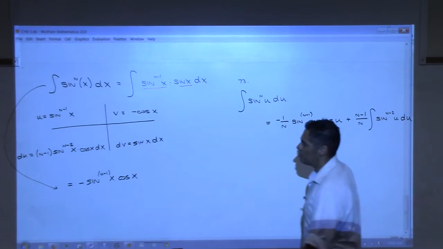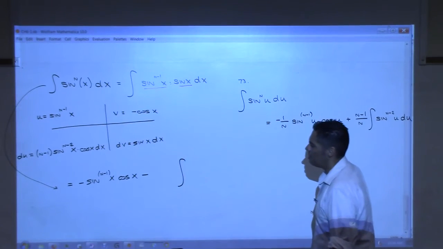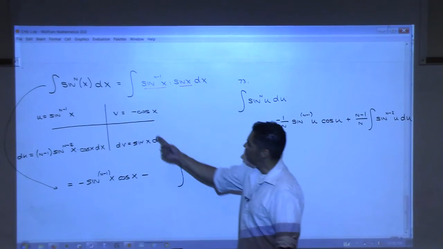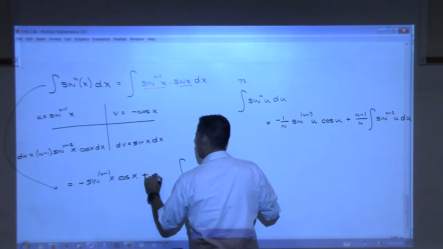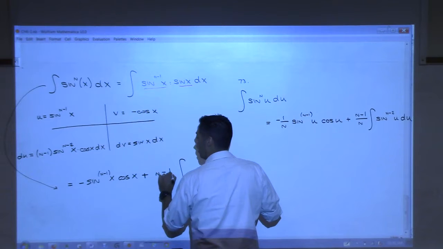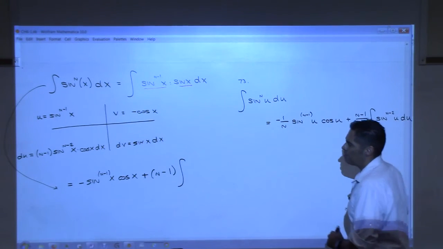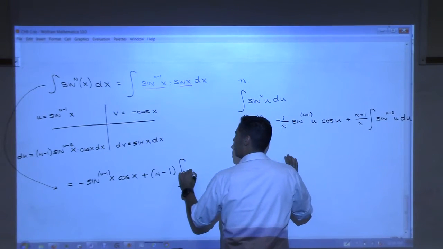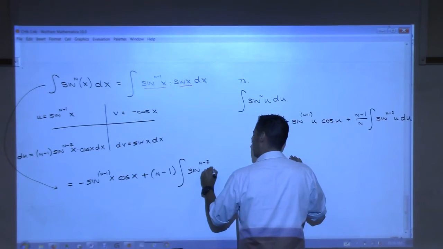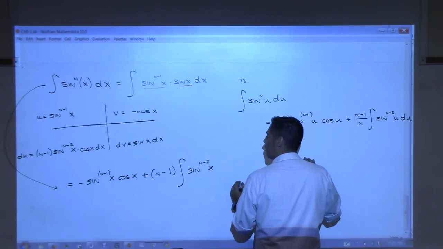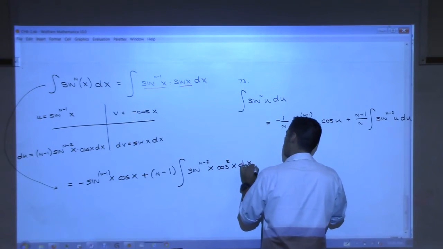And then minus, with a big space this time, what constants can come out? This negative can come out, and the n minus 1 can come out. So why do I make it plus n minus 1? Okay, like that. You have to write it in parentheses. And then what's inside here? Sine to the n minus 2, yes? X, and then what? Cosine squared x dx.